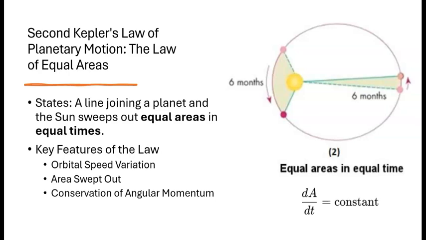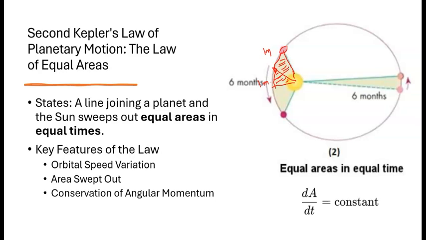And for area swept out, when you make a line from the sun to the planet, let's say this is the planet here. It takes 1 month to move here, and then it takes another month here. Let's say 1 month each, the area swept is equal, it's constant. So this is what they mean by area swept out.